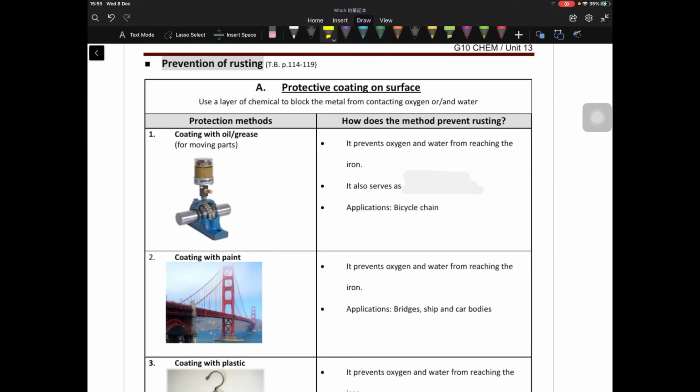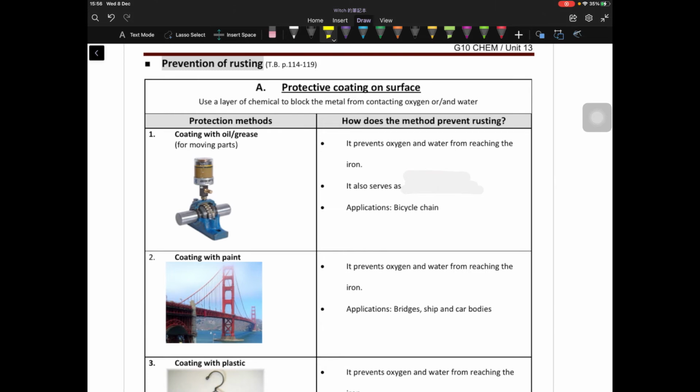Now we understand how rusting starts, and we should learn how to prevent rusting, right? A simple method is this: because rusting must form in the presence of oxygen and water, to prevent rusting is easy. Just take away one or both of them.